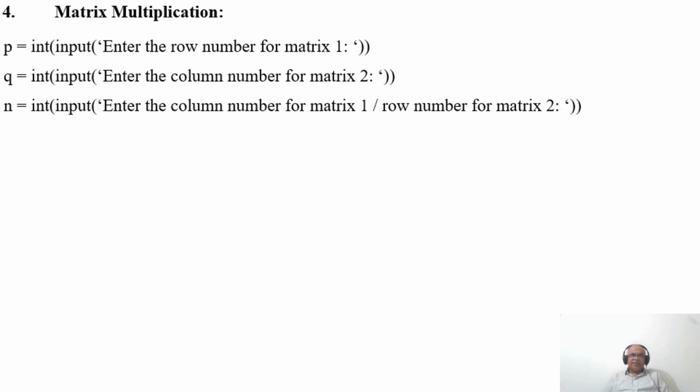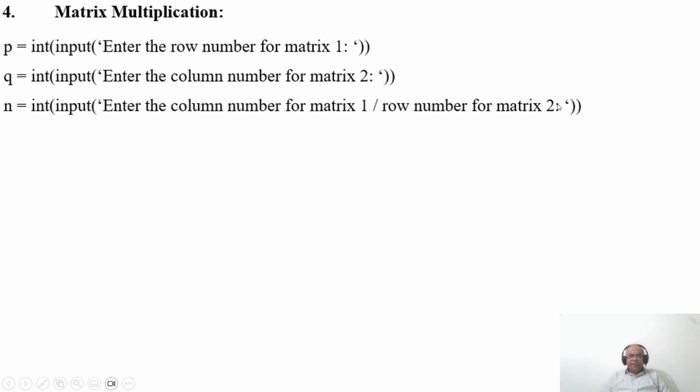So what exactly does it mean? Suppose I have a matrix 1 having the row number P, then the column number of that matrix 1 should be N. Input: enter the column number of matrix 1. Then what is the row number of matrix 2? The row number of matrix 2 will again be N. Then the column number of matrix 2 is equal to Q, int input. So that is the reason why we have mentioned N is equal to int input, enter the column number of matrix 1 or row number for matrix 2.